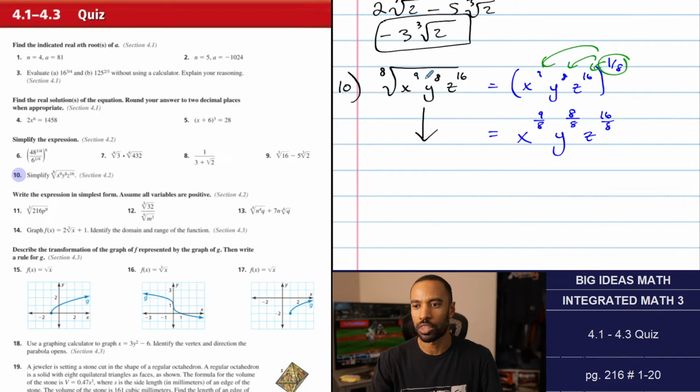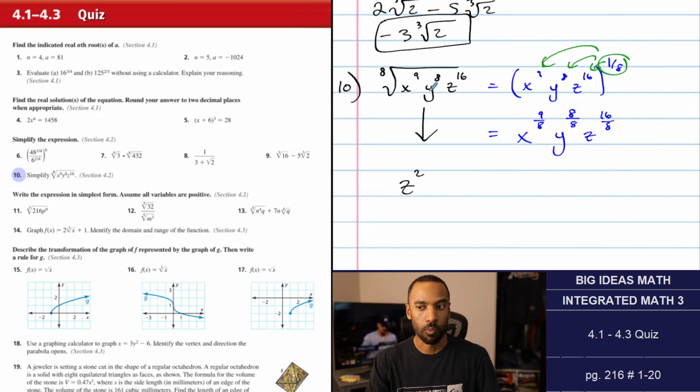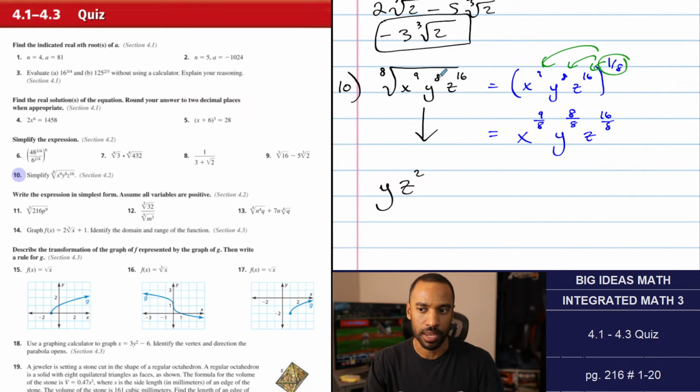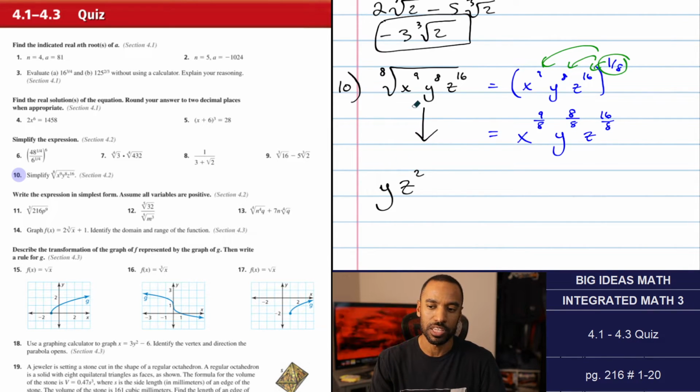Now, let me actually start with z. 16 divided by 8 is 2. You're left with z squared. It's no longer inside the radical anymore. Now let's go to y. 8 divided by 8 is 1, so you're left with a y on the outside. The difference, though, is that any negative number raised to an even power would turn positive. Now that this y is raised to the first power, a negative number raised to the first power would stay negative. So when it comes to simplifying and we want these to be equivalent to each other, we want to make sure those y's stay positive even when raised to the first power. So we have to take the absolute value of y.